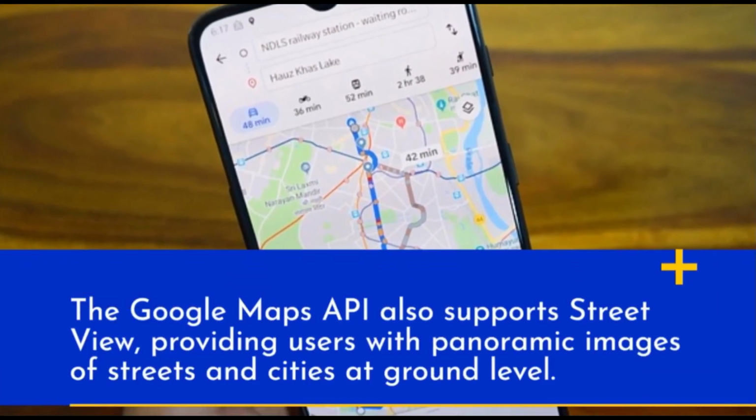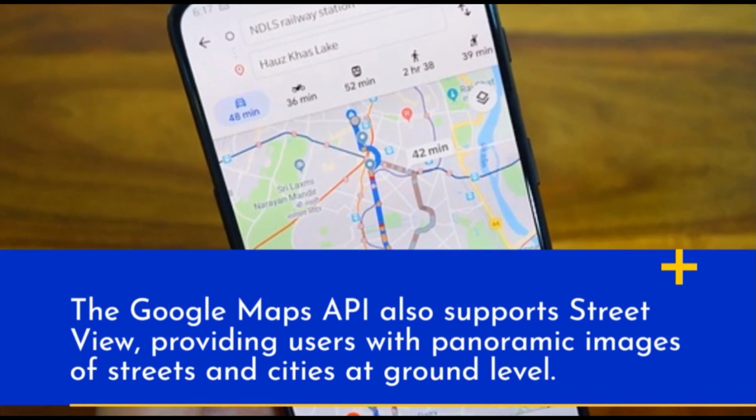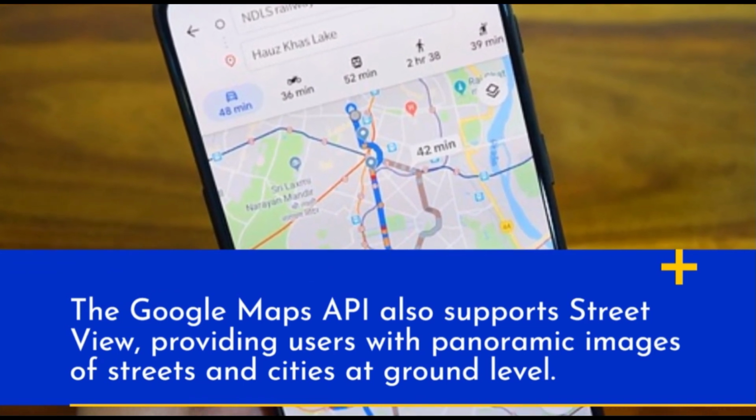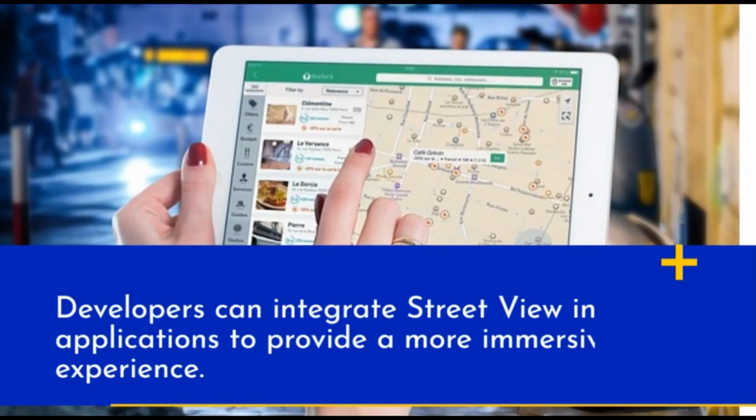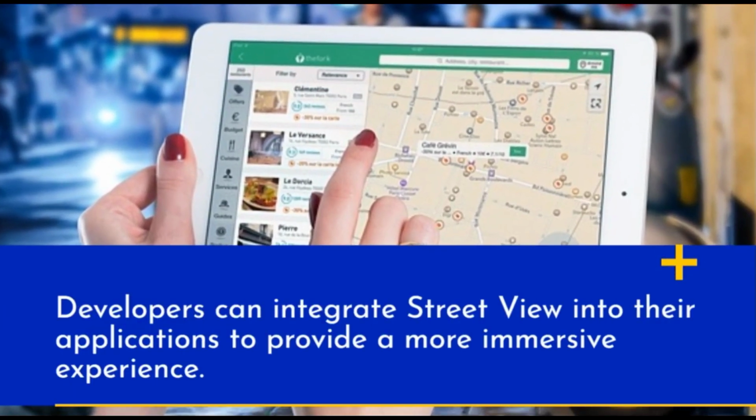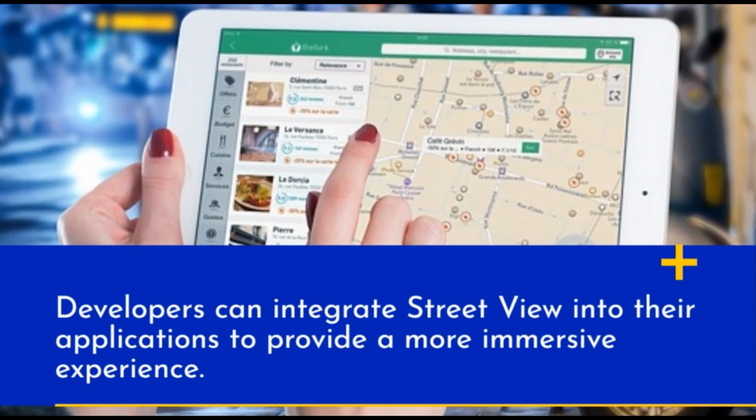The Google Maps API also supports Street View, providing users with panoramic images of streets and cities at ground level. Developers can integrate Street View into their applications to provide a more immersive experience.